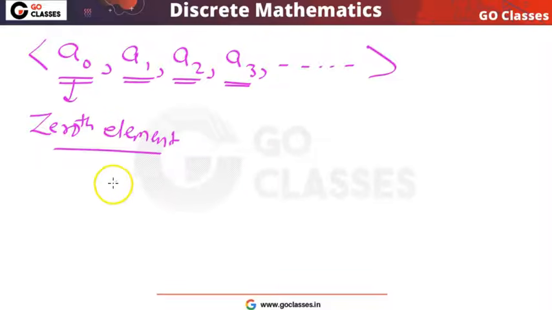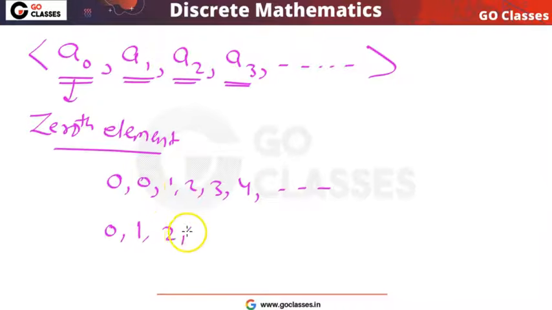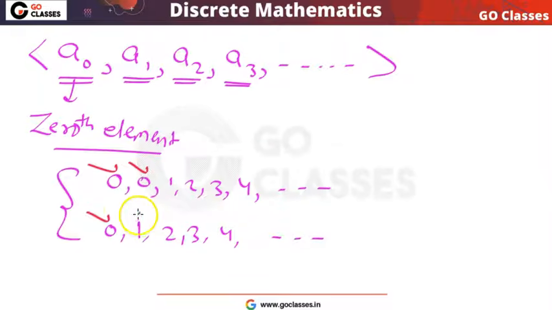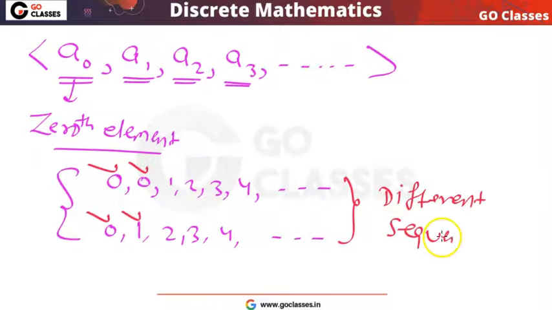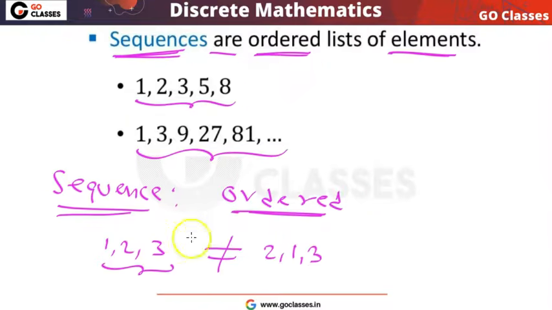Now you can notice this sequence is different from this one. Both these sequences are different. Why are they different? Because in this sequence the 0th element is 0 and the first element is 0, but here the 0th element is 0 and the first element is 1. So they are different sequences. Remember, this is the definition of a sequence: an ordered list of elements.